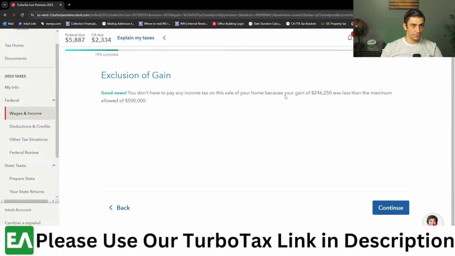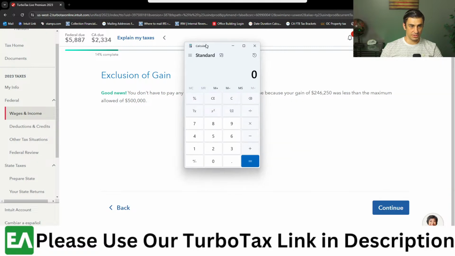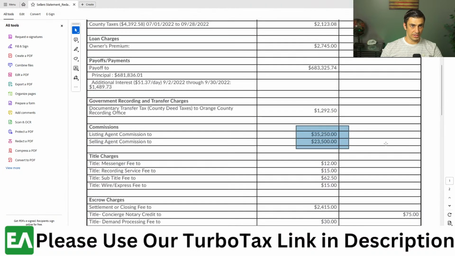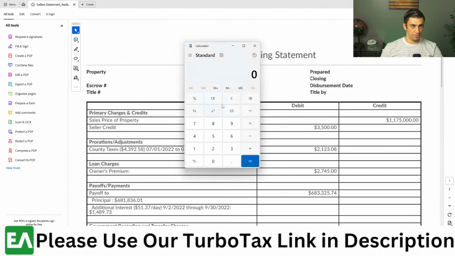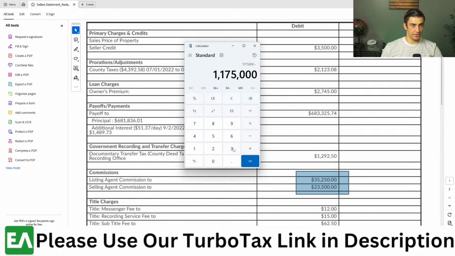Good news, because the gain of the year was less than the maximum of 500. So our gain, just so we can see this for illustration purposes: we sold the home for 1,175,123. We minus out the commissions that we paid, 35,250 minus 23,500, and then our basis is 870,123.